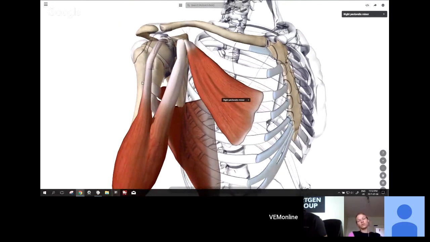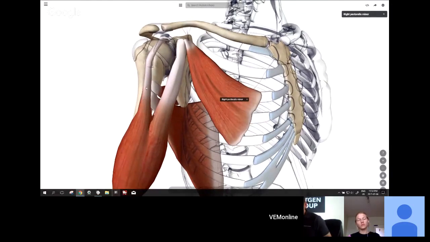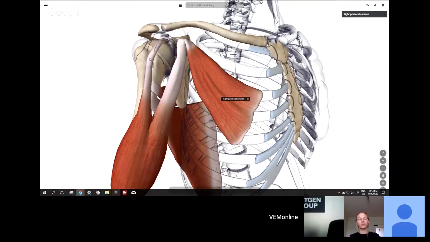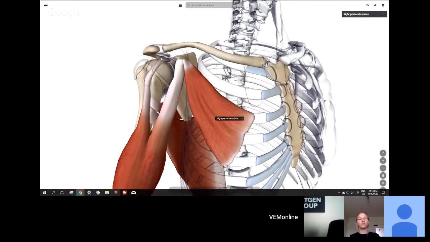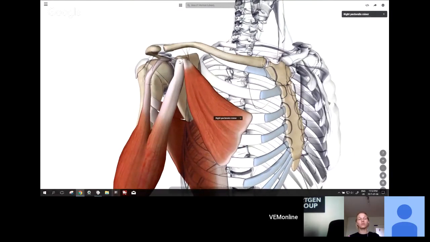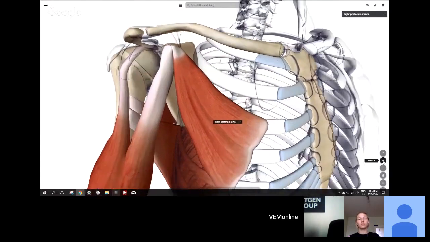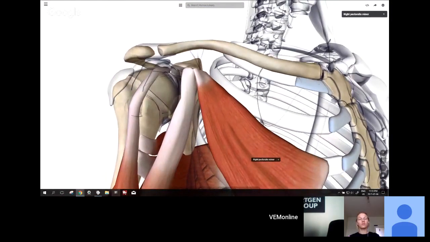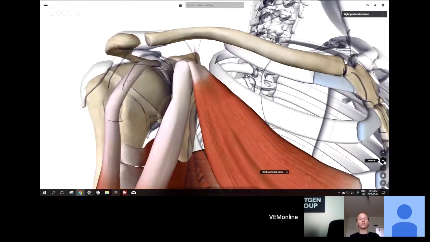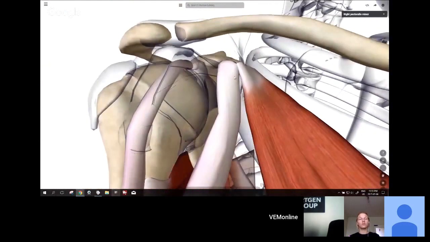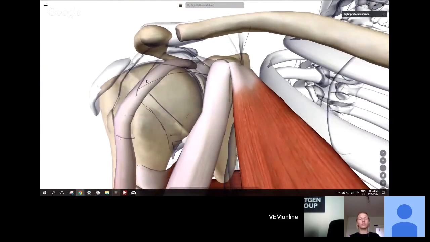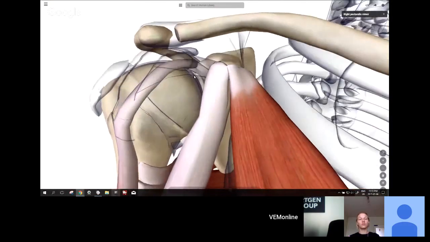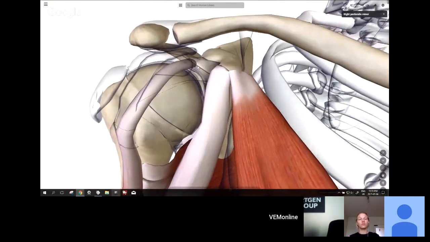The long head, as we already talked about, will occupy the bicipital groove, and then it will come right on top of the glenohumeral joint, and insert at the top of the glenohumeral joint, at the tubercle on the glenoid fossa. Let's zoom in a bit. Here you can see how that tendon wraps around the joint from the top and inserts on the scapula, right?